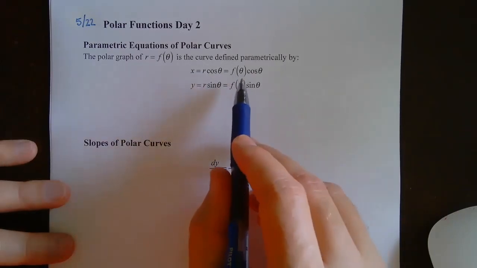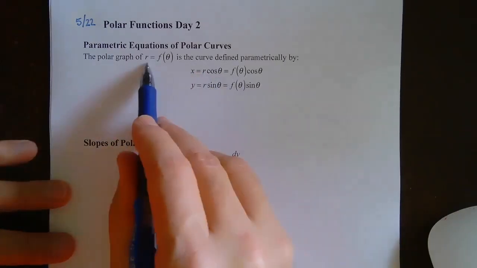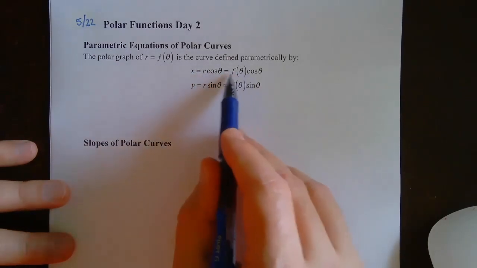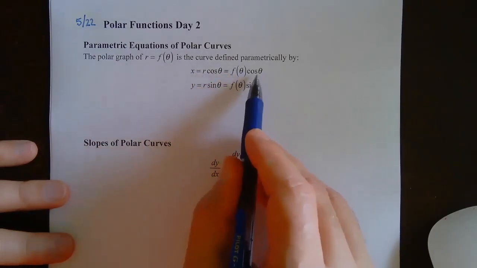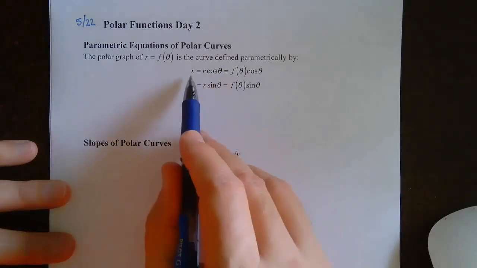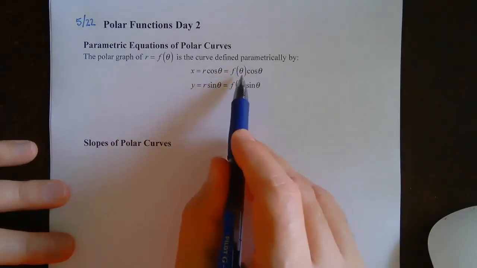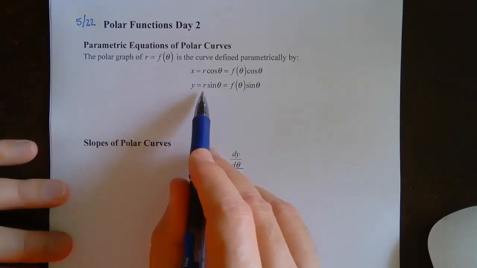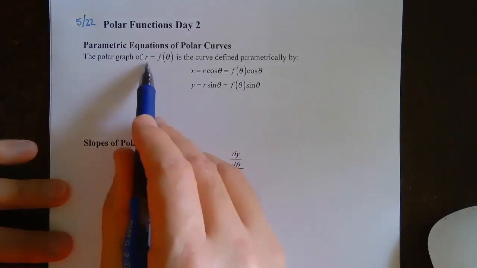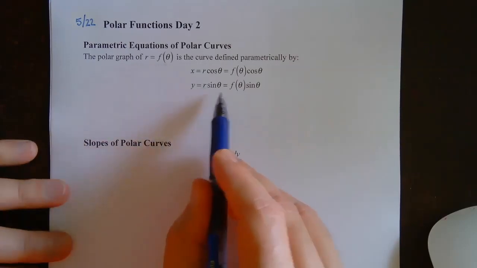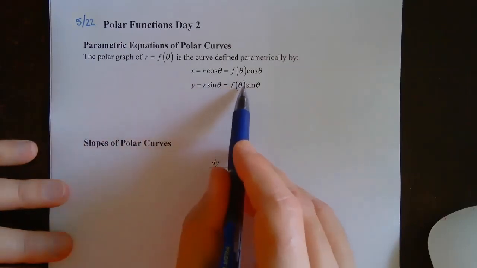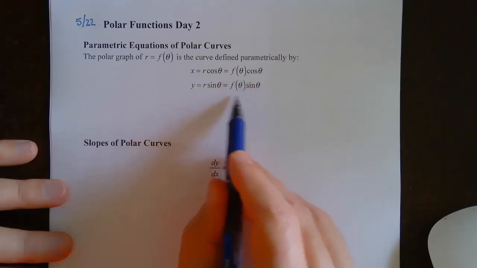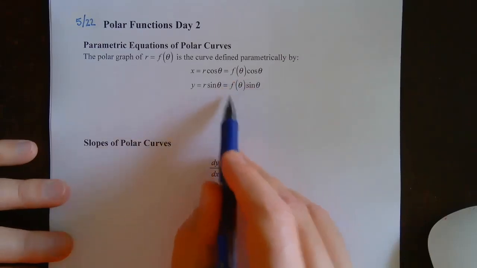What that's going to allow us to do is, we know r in terms of theta, so we're going to be able to replace this r with something with theta times cosine theta. And then we'll have x in terms of theta over here. We can do the equivalent thing with y. y would equal r sine theta. Because r is equal to f of theta, this r can be replaced with f of theta, sine theta. And so over here, y would just equal something with theta.